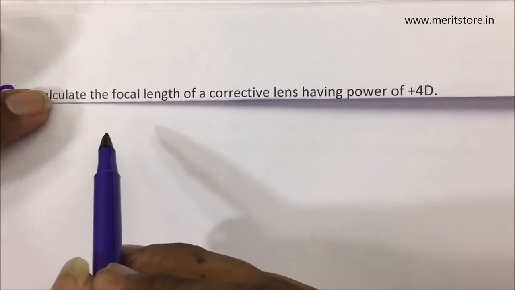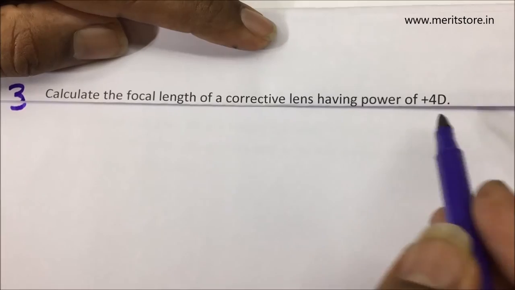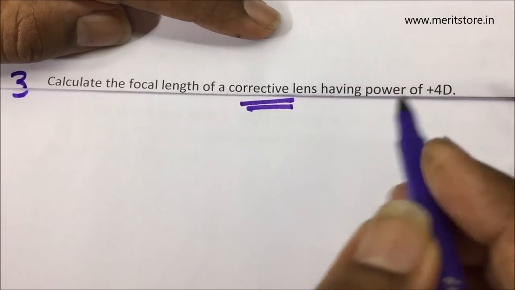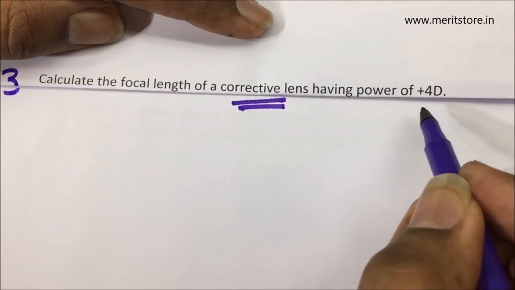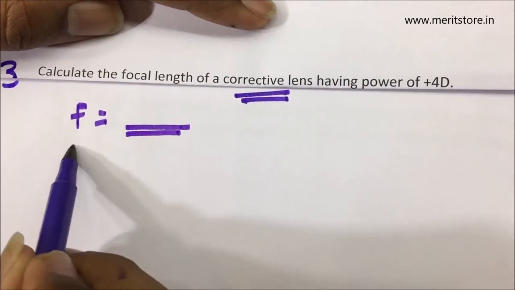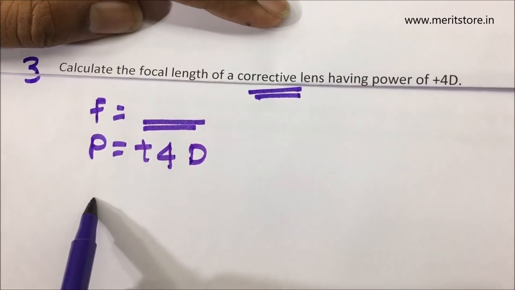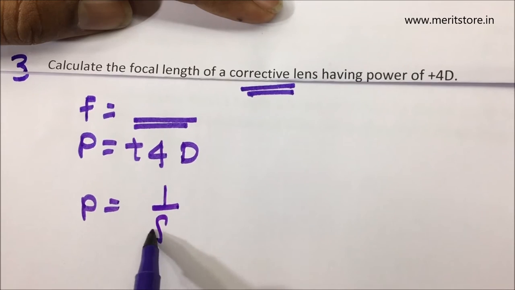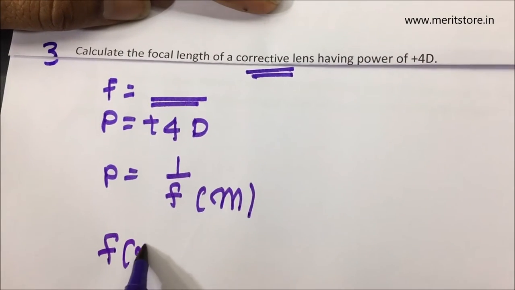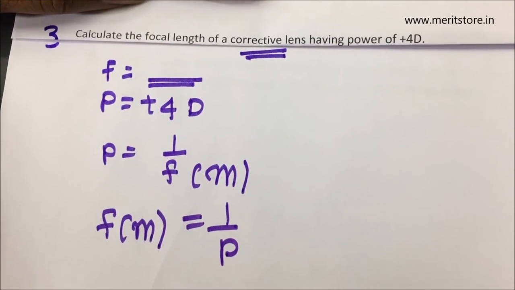Third sum. Calculate the focal length of the corrective lens having power positive 4. Corrective lens. So here they're not telling you what kind of lens it is, but the positive sign tells you clearly it's a convex lens. They want you to find out the focal length and they're giving you that power is equal to positive 4 diopters. So power is equal to 1 upon focal length in meters. So you need focal length and the answer will be in meters, which is equal to 1 upon P.